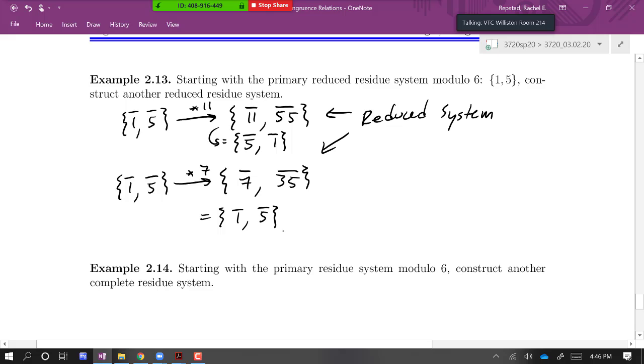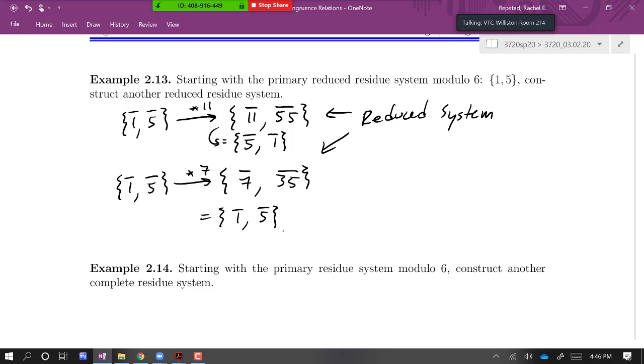Notice in this case, in the top one, the order was reversed, right? I multiplied through. It's not that I multiply anything and the order is preserved. I got 11 and 55 and that kind of jumbled things up. It just sort of reversed them. But I still got a reduced system. And that'll always be the case. If you take any reduced system, just multiply it through by something that's relatively prime, and you'll get another reduced system.